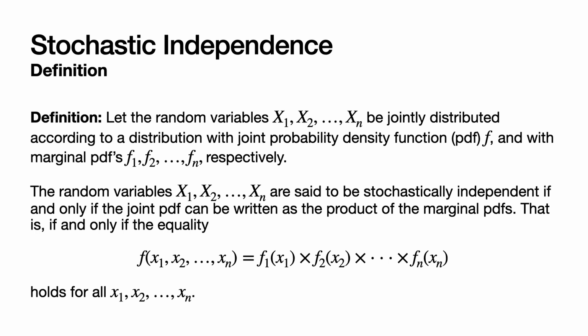That is, x1, x2, and up to x sub n are stochastically independent if and only if the equality given by f of x1, x2, and so forth up to x sub n is equal to f1 evaluated at x1 times f2 evaluated at x2 times and so forth up to times f sub n evaluated at x sub n, if that equality holds for all x1, x2, and so forth up to x sub n. So this is the definition of stochastic independence of n random variables.